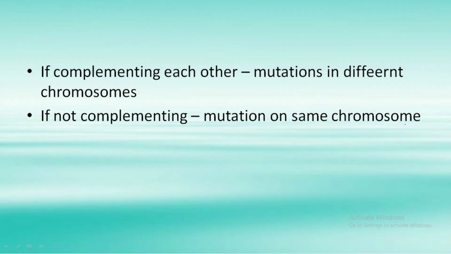Now let's try to understand how to solve such questions. One thing we have to remember is that if two alleles are complementing each other, the mutation is present in a different chromosome, and if it is not complementing, the mutation is present on the same chromosome. Let's try to apply this knowledge onto the question, and then you would be able to understand these lines.